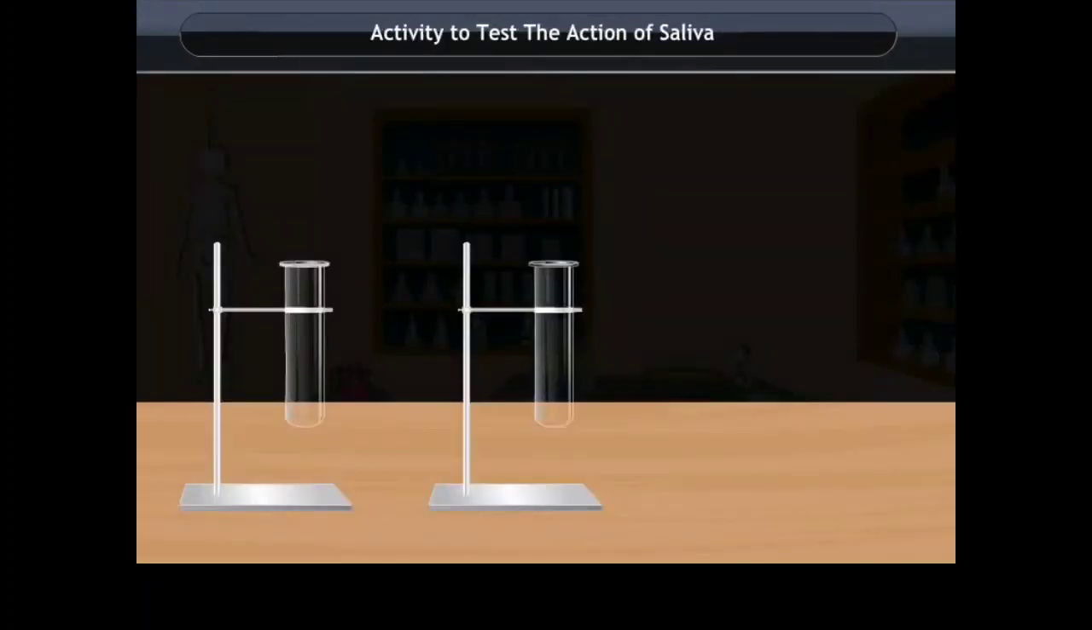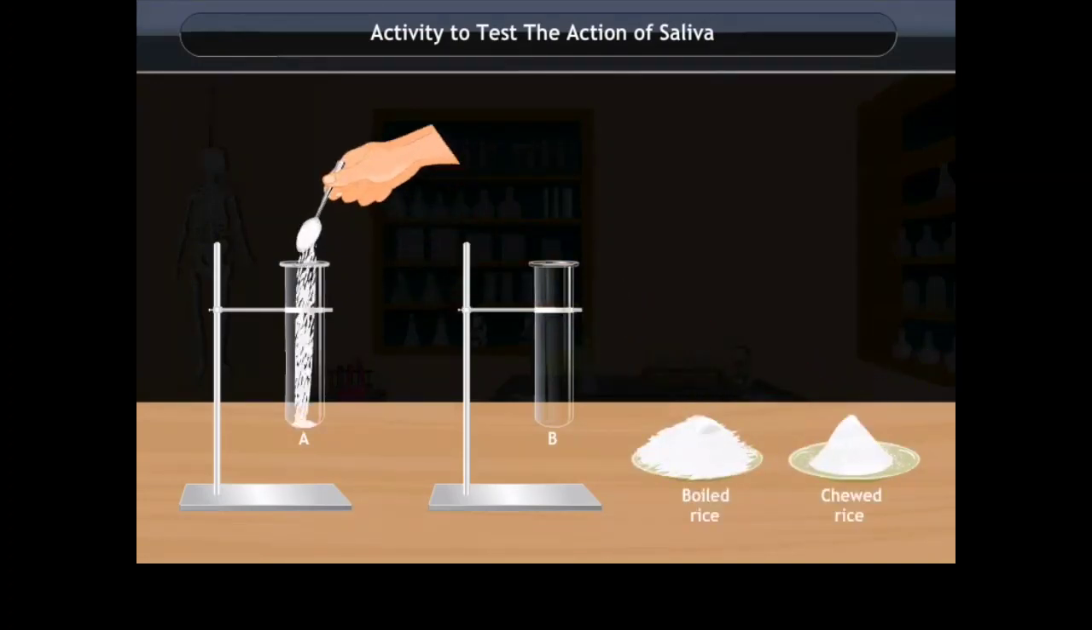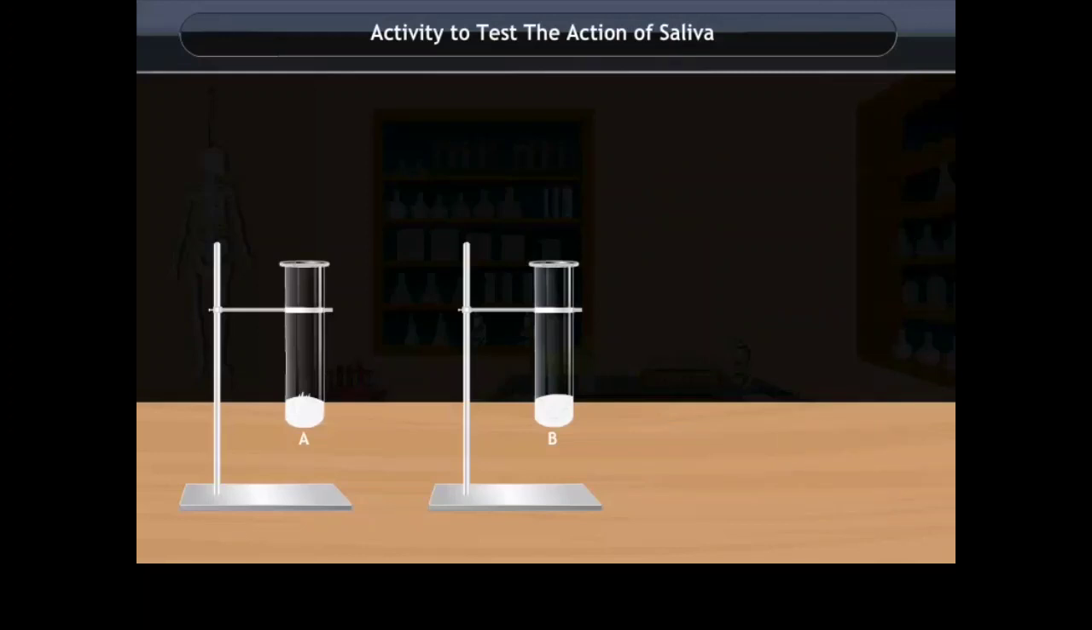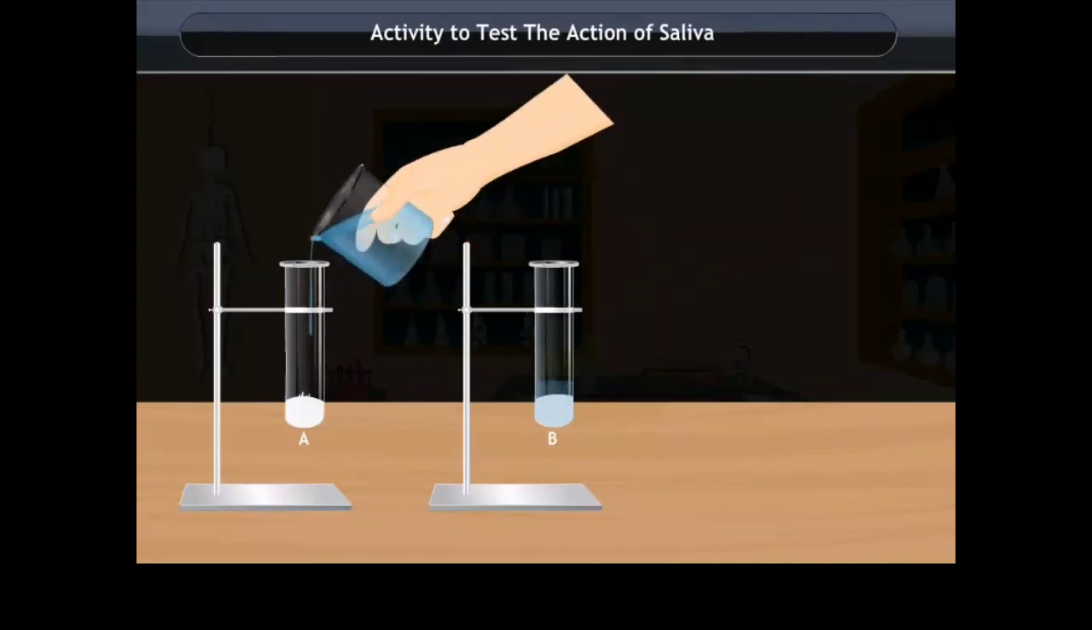Activity to test the action of saliva. Take 2 test tubes. Label them A and B. In test tube A, put 1 teaspoon boiled rice, and in test tube B, put 1 teaspoon boiled rice after chewing it for 2 to 3 minutes. Add 3 to 4 milliliters of water in both the test tubes. Now, pour 2 to 3 drops of iodine solution.